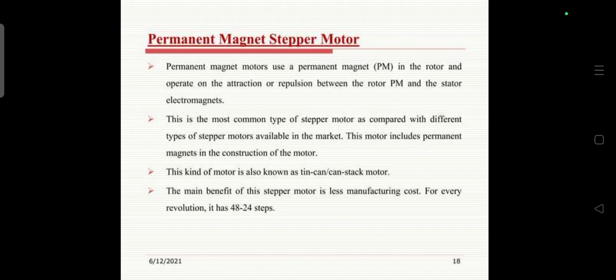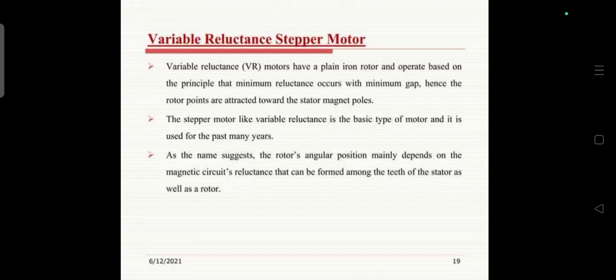For every revolution, it has 48 to 24 steps. Then the second one is the variable reluctance stepper motor. Variable reluctance stepper motors have a plain iron rotor and operate based on the principle that minimum reluctance occurs with minimum gap. Hence, the rotor points are attracted towards the stator magnetic poles.